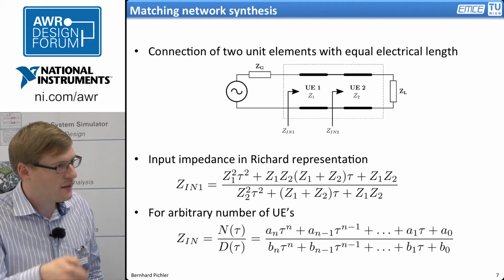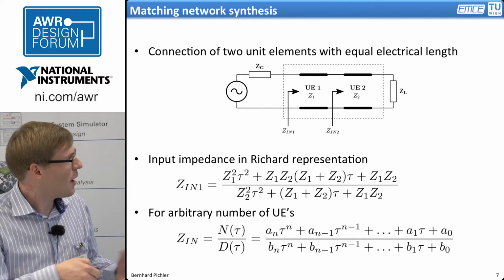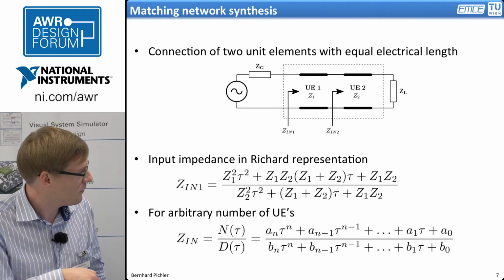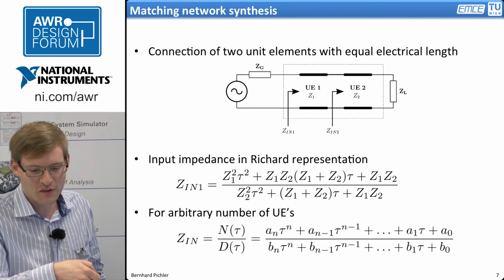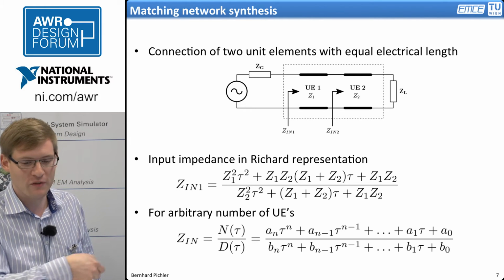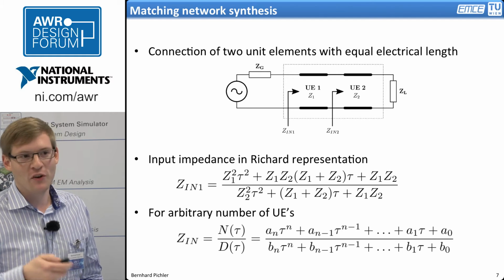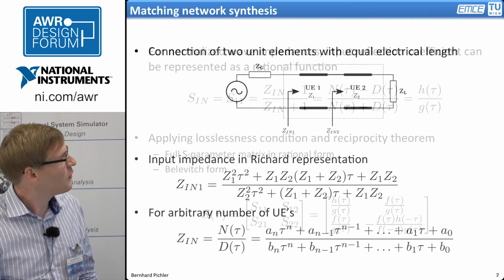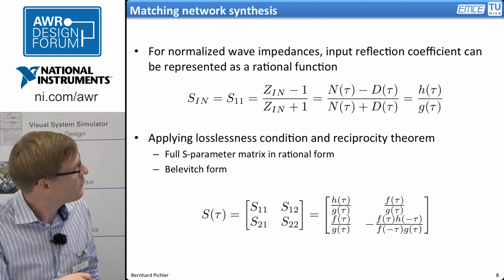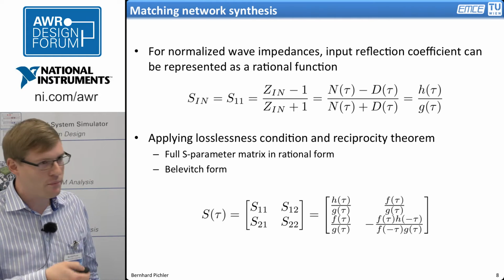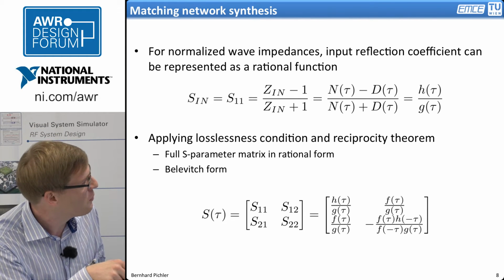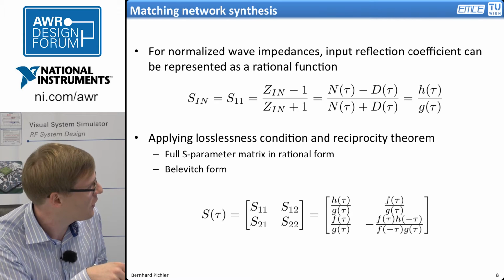And this can be done for any arbitrary number of transmission lines, as you can see here, as a normalized and generalized version of this input impedance. And because you can do this for the input impedance, you can also do this for the input reflection coefficient. And so you end up with a description using two polynomials, h of tau and g of tau.